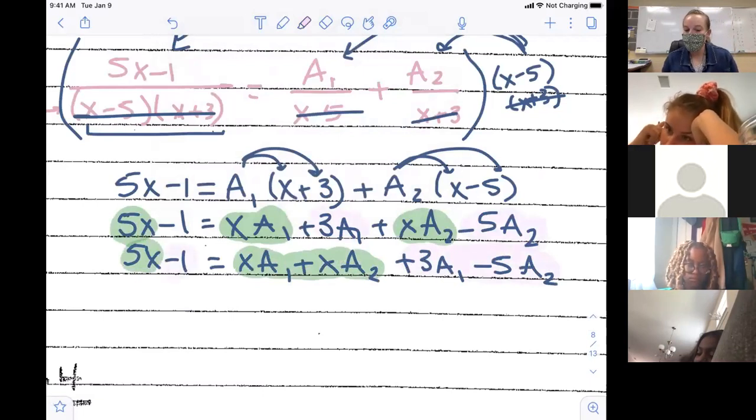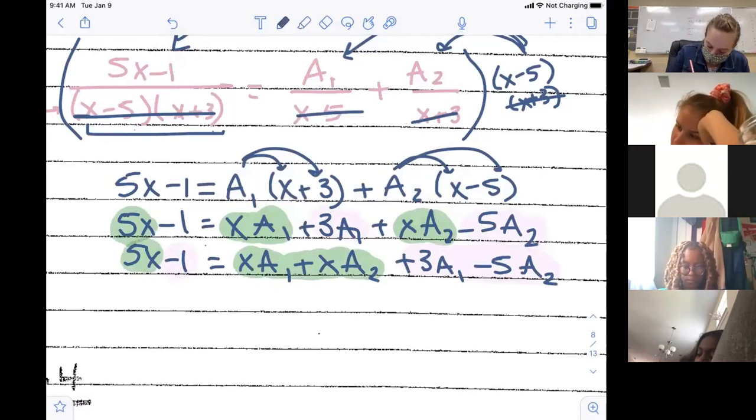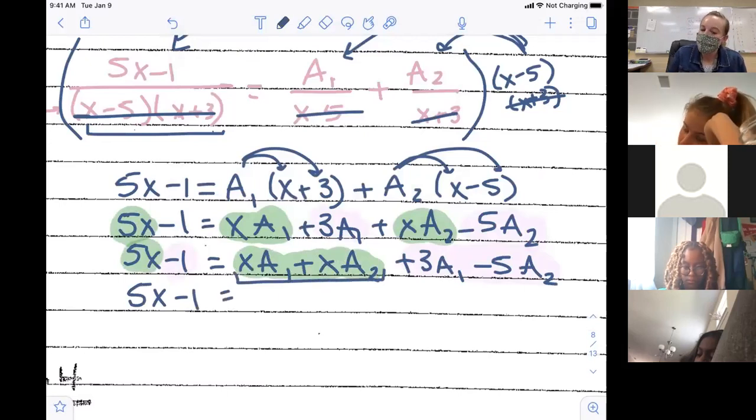I'm almost ready to separate into my equations, but I don't want to carry x with me. So I want to factor x out of everything in my green highlighted. I can't factor anything out of my constant, so I'm just going to leave that as is. The only thing I'm going to change is instead of writing x times A1 plus x times A2, I'm going to factor out the x and just have A1 plus A2.